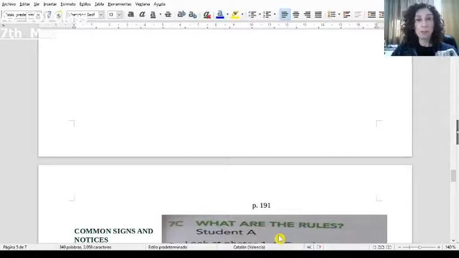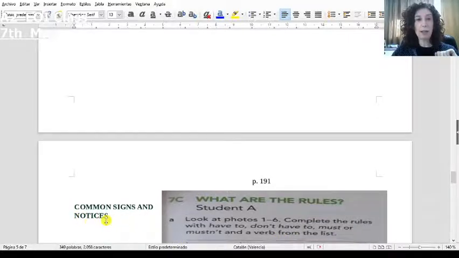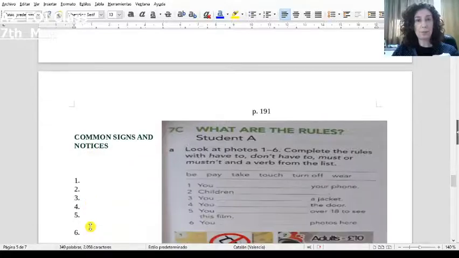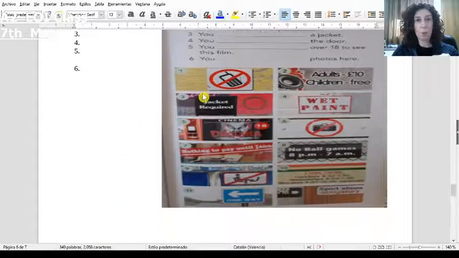We are going to see, vamos a ver, common signs and notices in English. Señales, carteles muy típicos ingleses que te muestran rules, las normas a seguir en un local, en un hotel, en un edificio. Then it's very important this. We have 6 pictures. 1, 2, 3, 4, 5, 6, 7, 8, 9, 10, 11, 12. Well, I thought you only had 6. No problem.